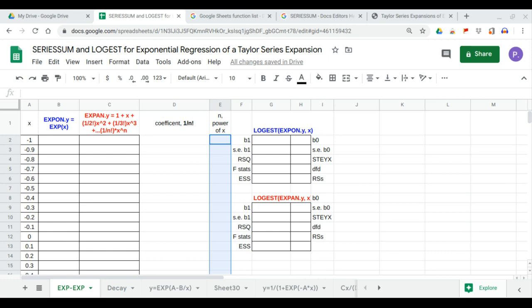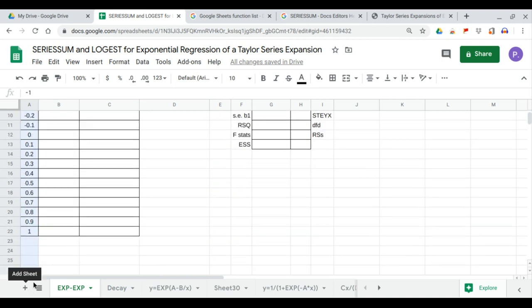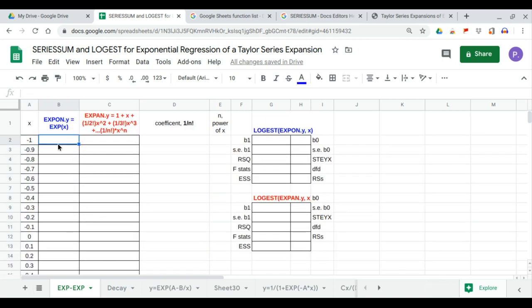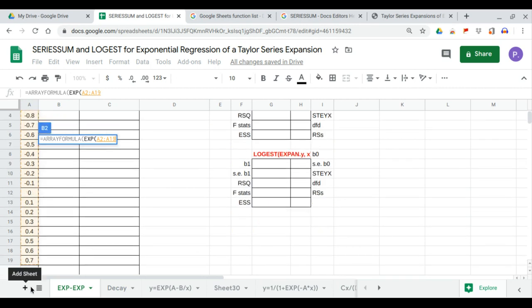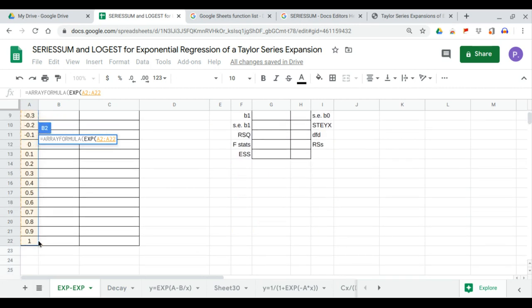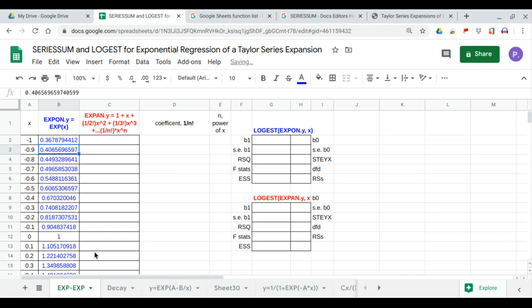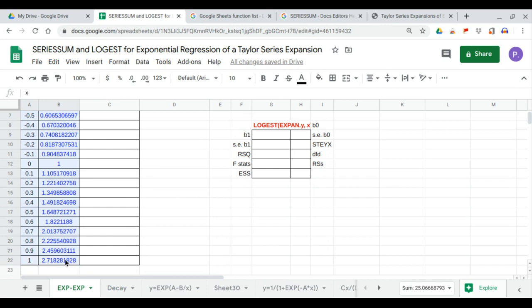In this video we will use SERIESSUM and LOGEST for exponential regression of a Taylor series expansion. The equation that we're doing is y equals e to the power x, and the values of x will range from -1 to +1. So we enter our formula of the exponent of the x values, and we show these values in the chart.